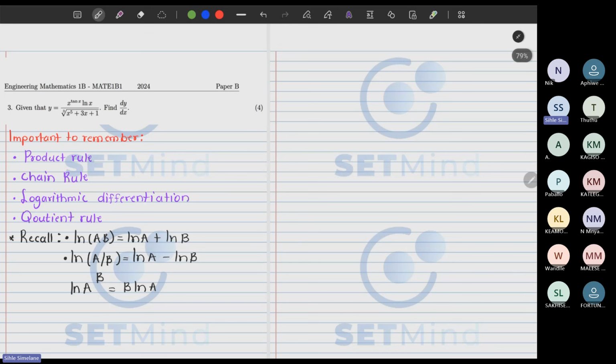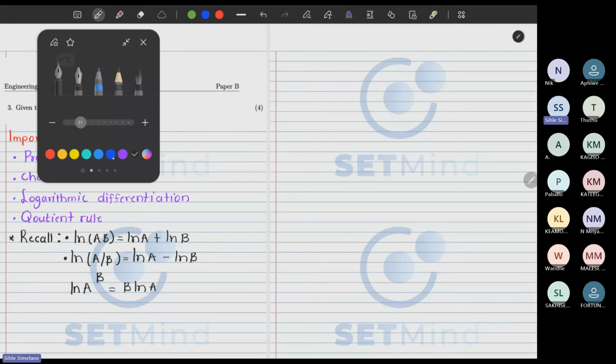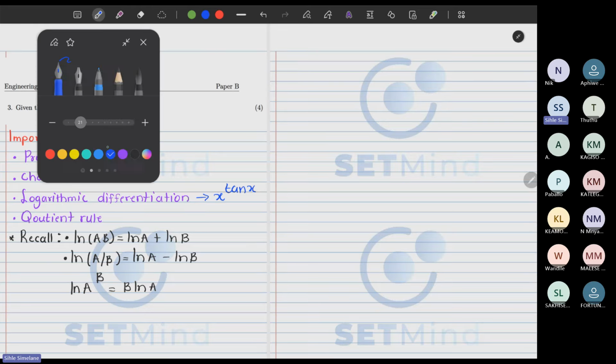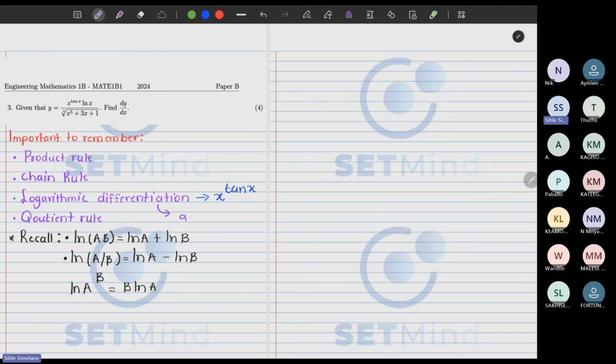The reason why I put up logarithmic differentiation is because of this term here. That term of x to the power of tan of x. That is the term that made us to consider this. Remember, when do we use logarithmic differentiation, guys? You use it whenever you have g of x, which is a function of x, to the power of another function of x. That is when we usually introduce the ln and other things.